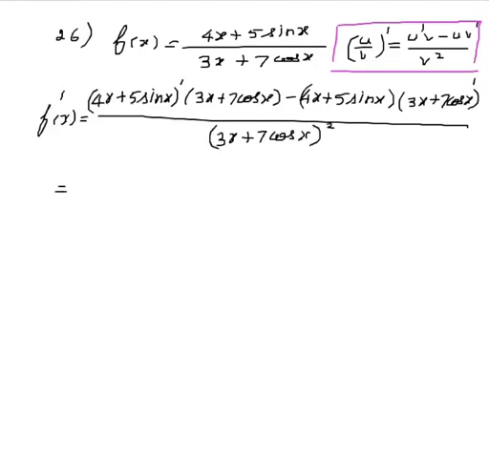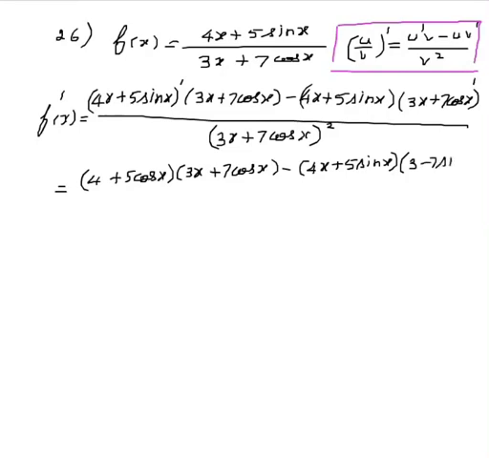Let's differentiate and write. 4 times derivative of x with respect to x is 1 plus 5 times derivative of sin x with respect to x is cos x, into 3x plus 7 cos x, minus 4x plus 5 sin x into 3 times derivative of x with respect to x is 1 and derivative of cos x is minus sin x, divided by 3x plus 7 cos x the whole square.